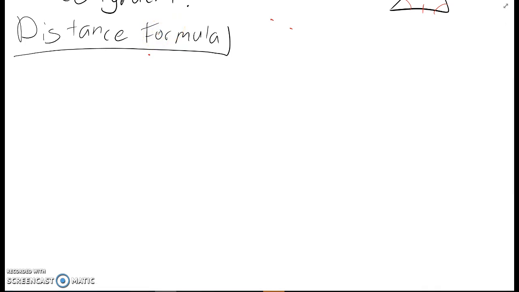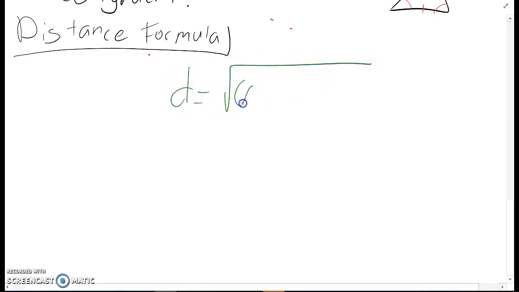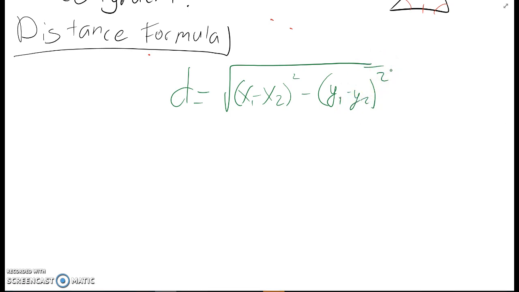The distance formula is d equals the square root of (x1 minus x2) squared minus (y1 minus y2) squared. Okay, and for now, just accept that that's what it is. And I'm happy to go over where that comes from, how it relates to anything else, like what this thing is. But for right now, that's really all that I want you to be able to use.